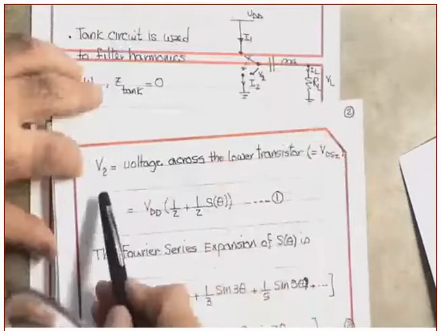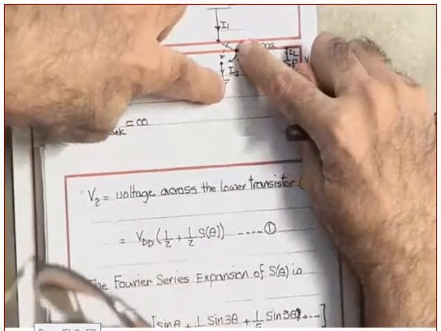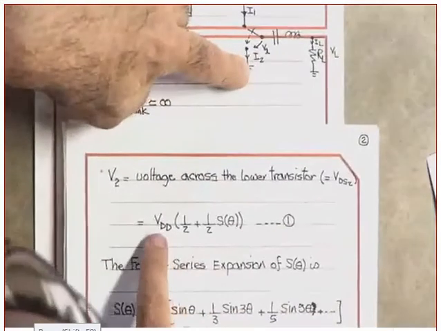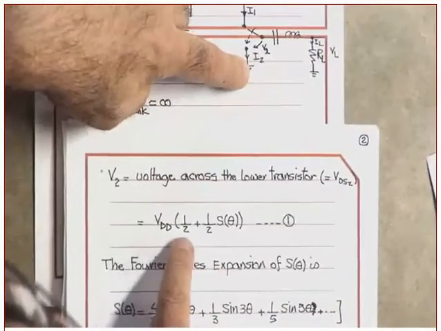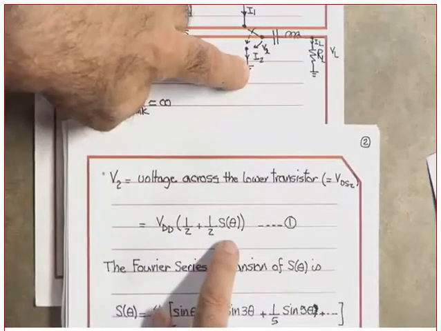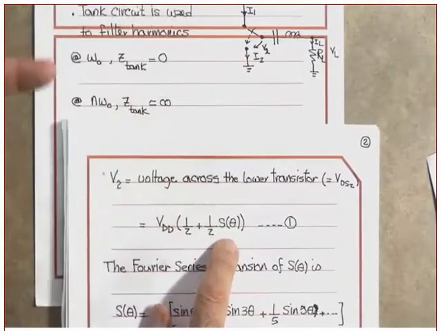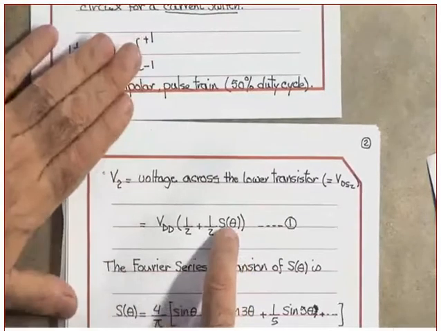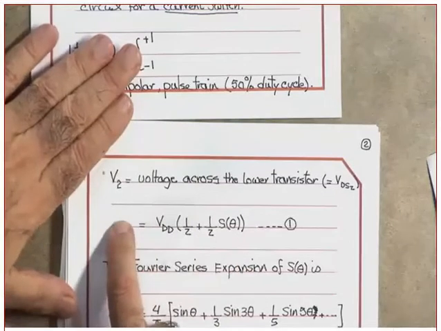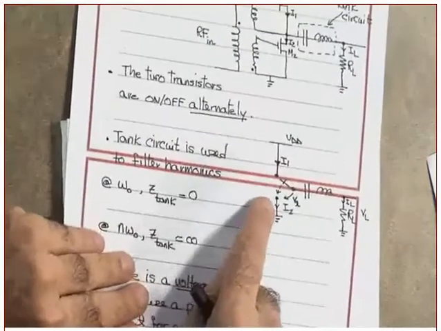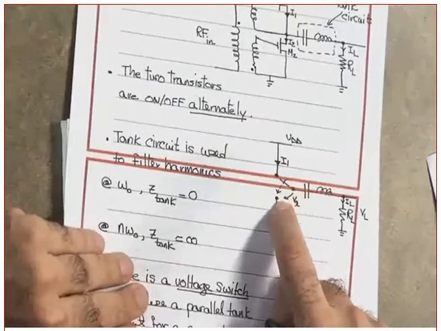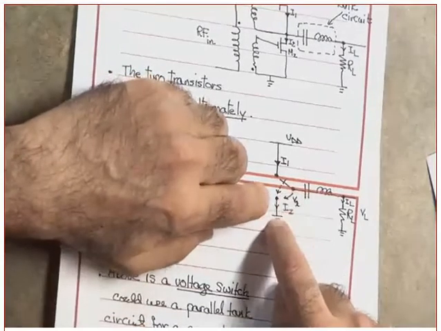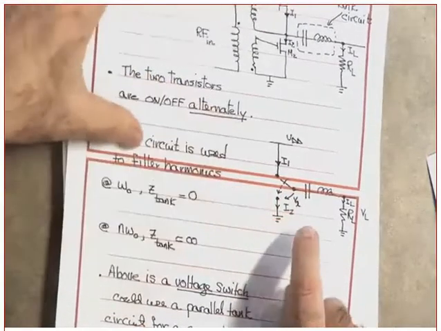Clear? I want you to explain to me this equation. V2 is the voltage in here. Yes? What is it equal to? It is equal to VDD times 1/2 plus 1/2 S of theta. Why? Listen to me. S of theta is equal to plus or minus 1. If this is equal to minus 1, what does that tell you about this switch? This switch is on this port, which means the voltage is equal to 0. Yes? Okay.